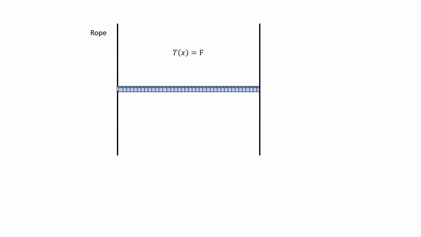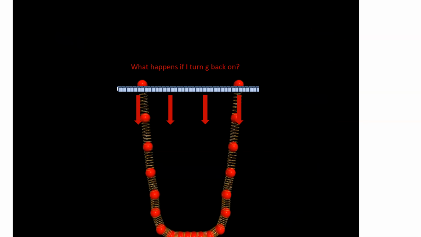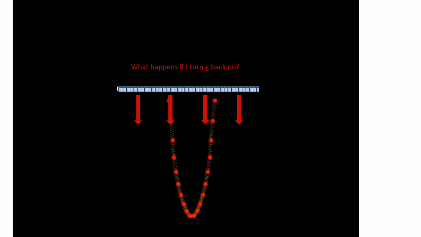Okay? Now here's the question. What happens if I turn gravity back on? I've pinned it between two walls. It already has some constant amount of tension in it. What's going to happen? Well, I made a little sim to show you. I think you already know the answer, right? You've hung a string before. You know what it does, right? It's going to fall and it's going to make some kind of a U shape.